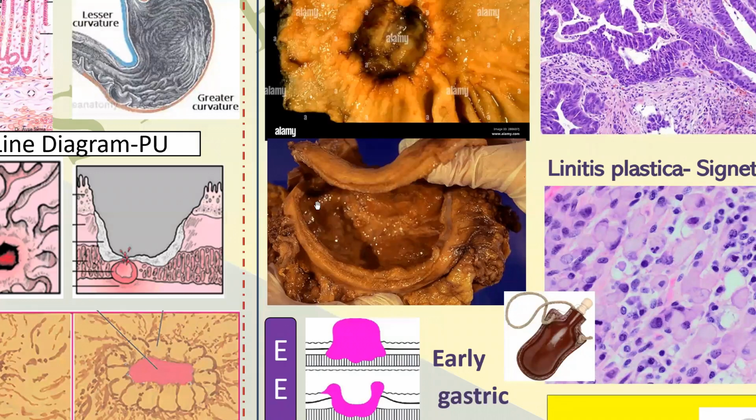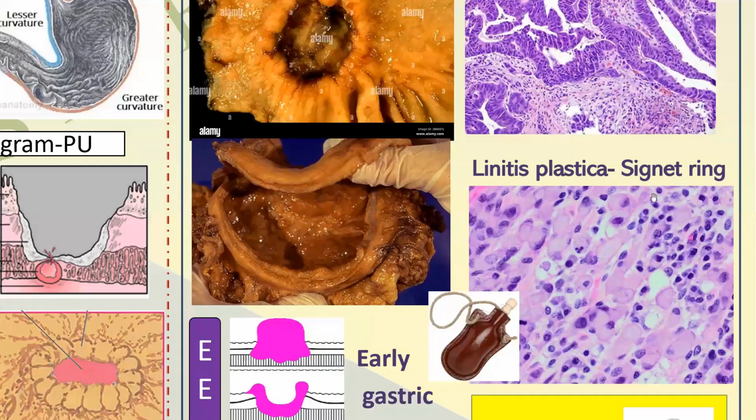And even here, I am not able to see any ulceration. That is because the entire wall is infiltrated by the tumor cells. These are all tumor cells which are round. The nucleus is pushed to the periphery because of the occupation of the cytoplasm by the gastric mucin. These are called mucin secreting adenocarcinoma or signet ring cells.